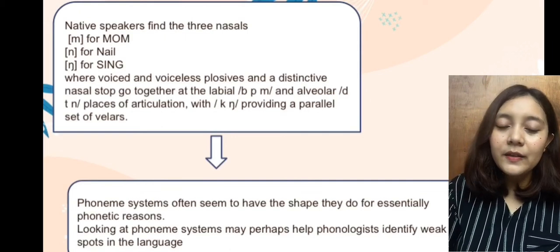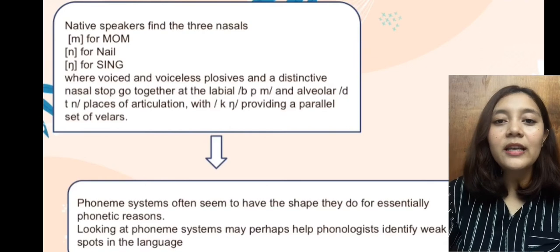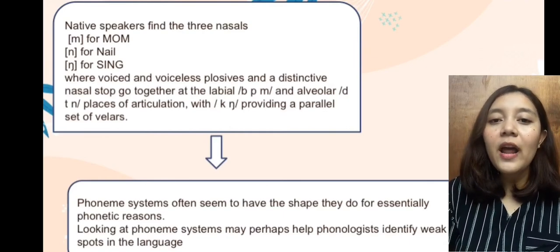Similarly, consider the English affricates cha and ja in church and judge. This could be phonemized either as a single unit.